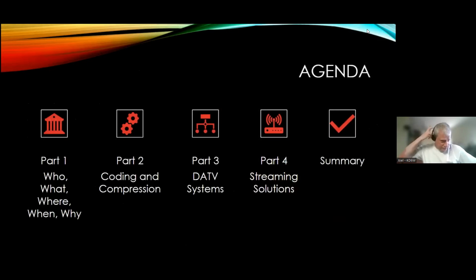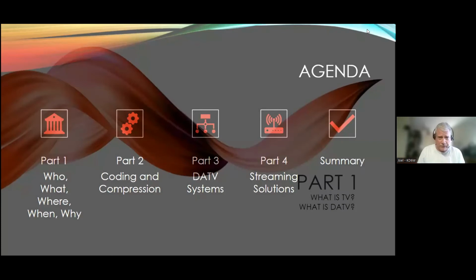We're going to break this into these parts, starting with who, what, where, when, why, kind of like how did we get here. Then we're going to step into a little bit of coding and compression technology because that's integral to doing digital. And then we're going to talk about those systems, the parts and pieces, and when you put it together, what does it look like? And then we're also going to step into some streaming solutions and wrap it up with a summary.